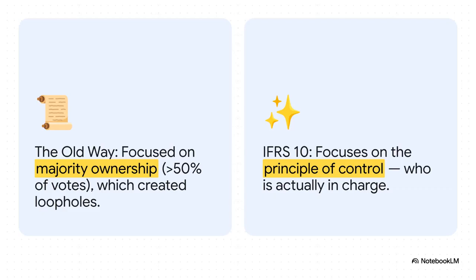You see, before IFRS 10 came along, the rules were often a bit too simple. They focused on a bright line test. Basically, if you owned more than 50% of the votes, you consolidated. But this created some serious loopholes. It let companies hide debt in other companies they didn't technically own, but absolutely controlled. IFRS 10 threw that out and brought in a much smarter idea. It's not just about who owns the most shares, it's about who's actually calling the shots.